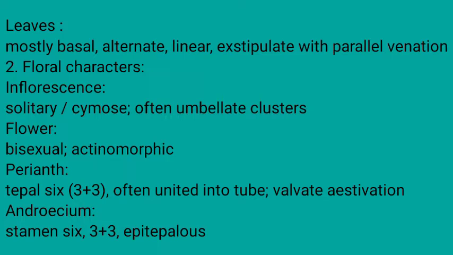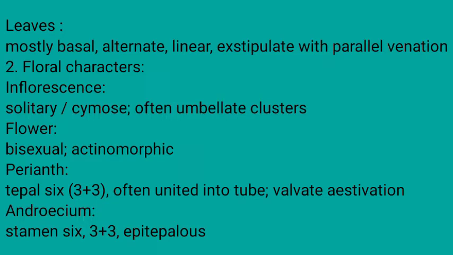So the units of perianth are called tepals. Liliaceae family plants contain 6 tepals, arranged in two whorls, two layers, 3 plus 3 arrangement. The tepals are often fused into a tube-like structure, and show valvate aestivation, which means the tepals are united but just contact each other without any overlapping. This type of aestivation is called valvate aestivation.